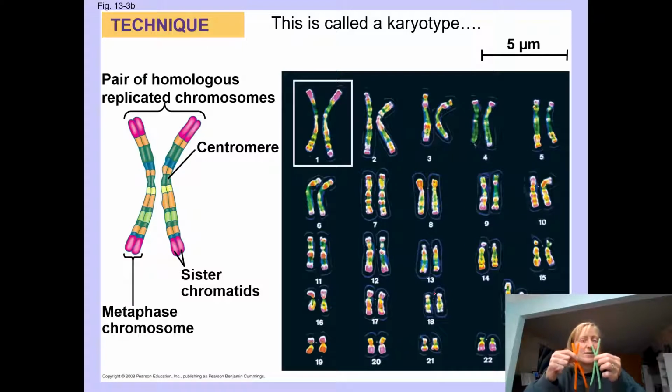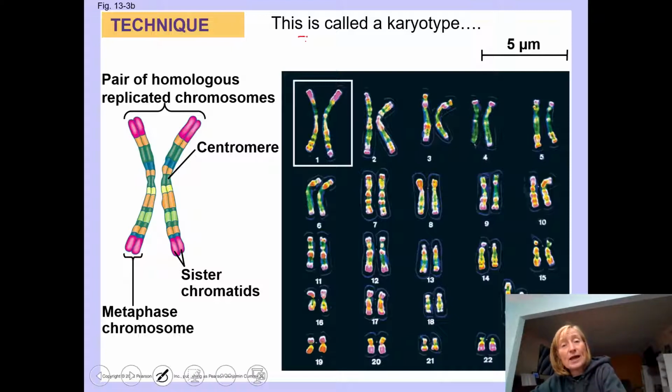They are the same size, the same shape, they have their centromere in the same position. And humans have two sets of chromosomes, or we have 23 pairs of homologous chromosomes. We are what we call diploid. Ploidy refers to the number of sets of chromosomes in your cells. We are diploid. We have two sets of chromosomes. Di means two, right? Diploid, two sets of chromosomes in our cells.